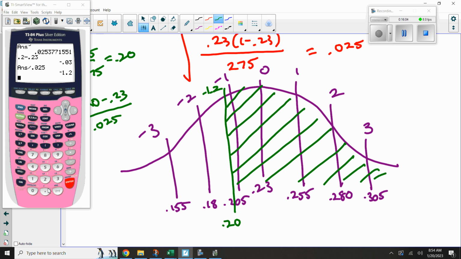So I'm going to go second distribution, normal CDF, negative 1.2, comma, positive 99, because I'm going all the way greater than 0.20. And I find out I have about an 88.5% chance of getting a bag of M&Ms with greater than 55 blue ones, greater than 20%. So I'm going to write this here, 88.5%.